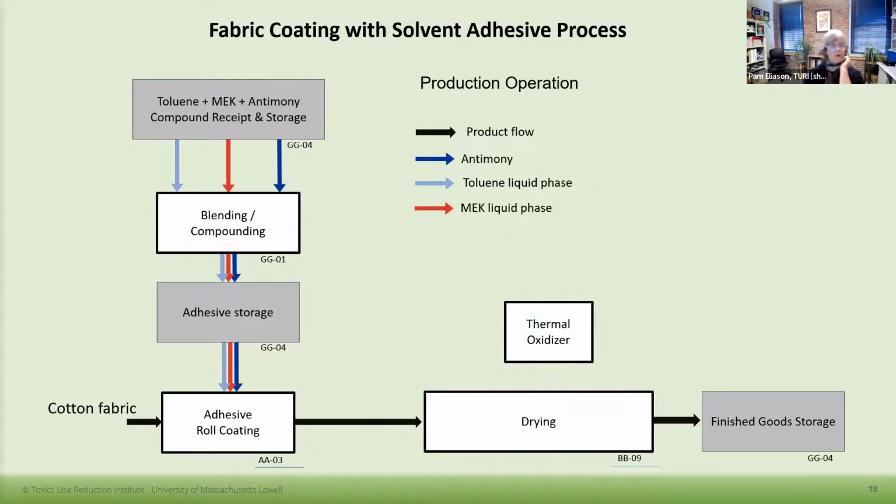But the adhesive roll coating is using 3 different chemicals within that adhesive. The chemicals are coming separately, they're being stored and then blended, and then stored as a blended adhesive formulation and applied at the roll coating. So you can see kind of the inputs of those chemicals.